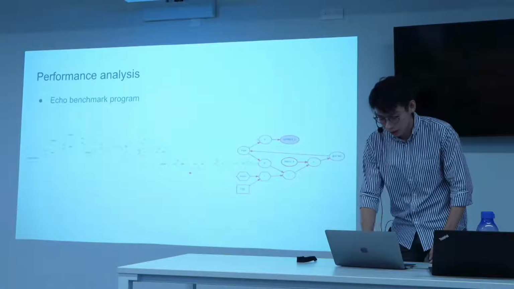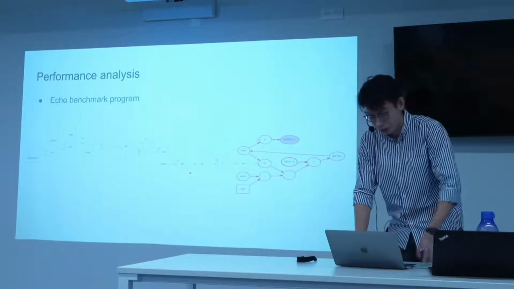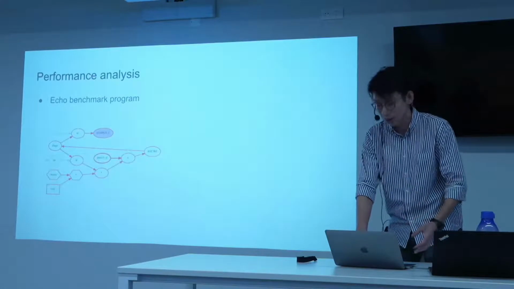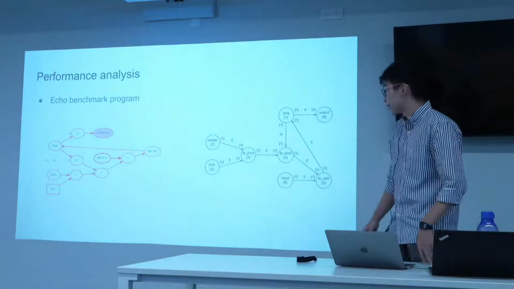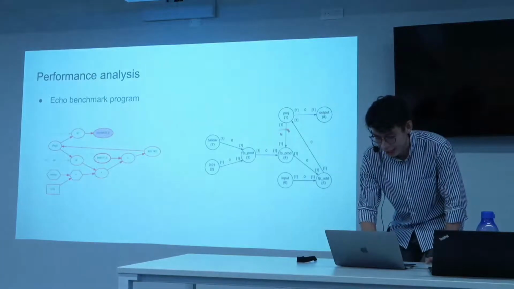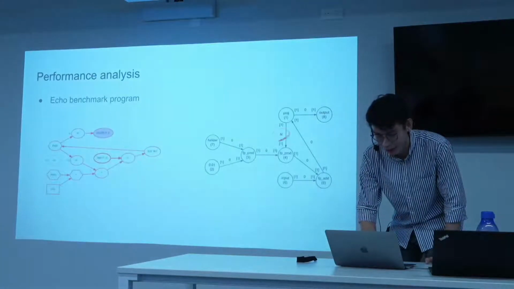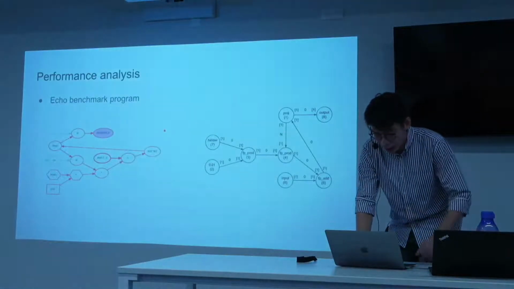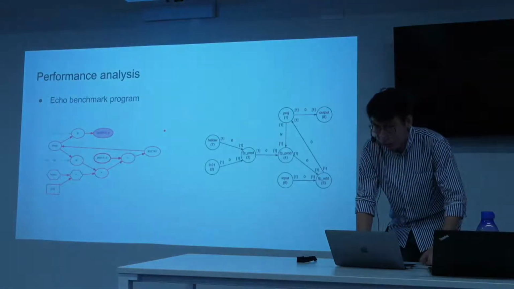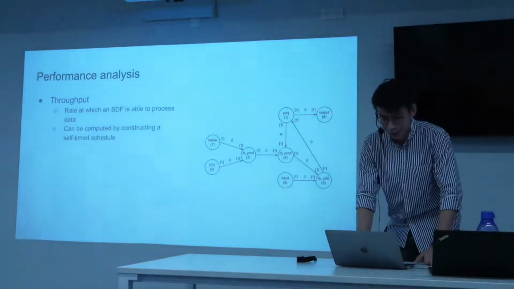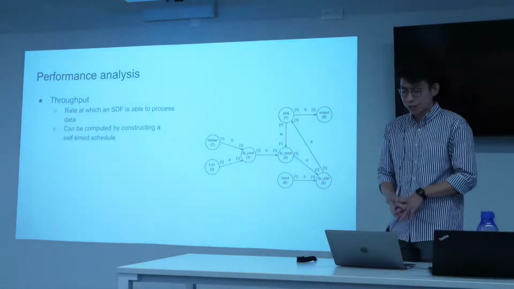The part we're more interested in is this red portion here. Using the transformations I described before, we generated an SDF that looked a bit like this. The thing to point out here is, once again, the n to denote that there's a variable amount of delay that you can have. With this, we try to generate an ASAP schedule to compute the throughput. And if you recall, throughput is the rate at which the SDF is able to process its data.